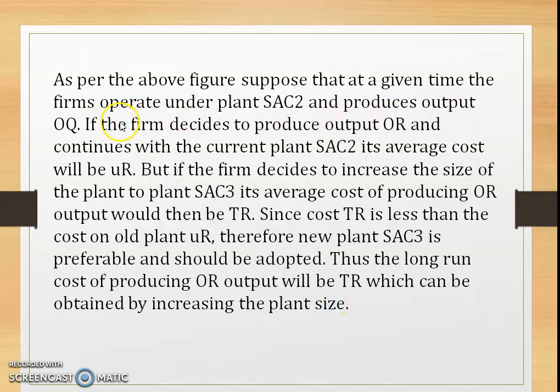If the firm decides to produce the output OR and continues with the current plan SAC2, its average cost will be UR. If the firm decides to increase the size of the plant to plan SAC3, its average cost of producing OR would then be TR. Since cost TR is less than the cost of the old plan UR, the new plan SAC3 is preferable and should be adopted. Thus the long-run cost of producing OR output will be TR, which can be obtained by increasing the plant size.